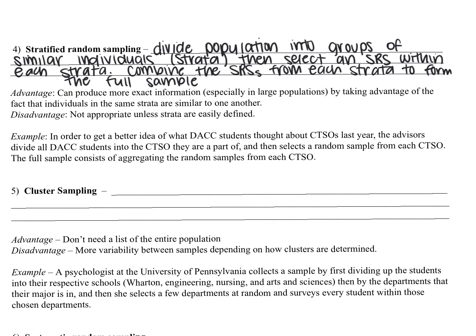So for an example here, in order to get a better idea of what DACC students thought about their CTSOs last year, advisors divide all DACC students into the CTSO they are a part of, and then select a random sample from each CTSO. And our full sample consists of aggregating, or adding, the random samples from each CTSO. It's very obvious what career technical student organization you're a part of based on your lab. So those are easily defined groups. We select a certain number from each of those groups, and that makes up our sample.